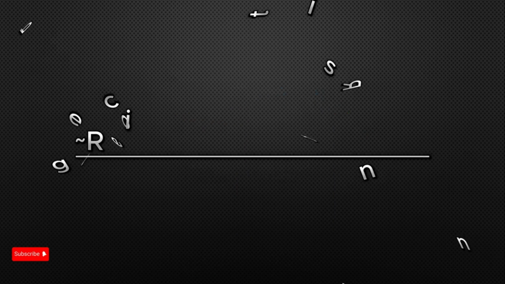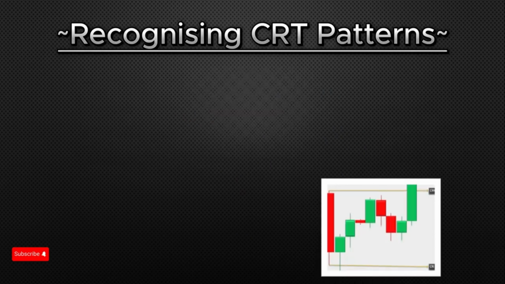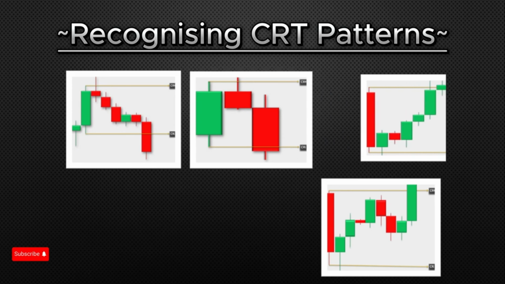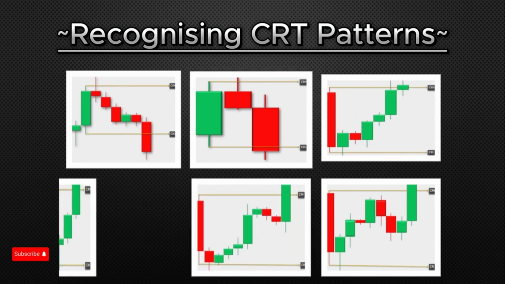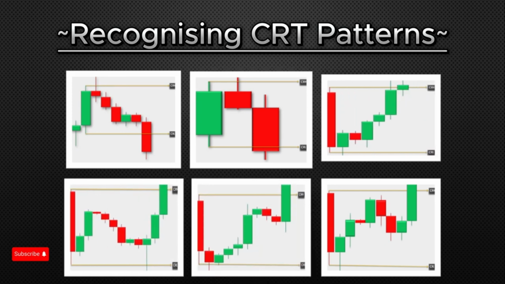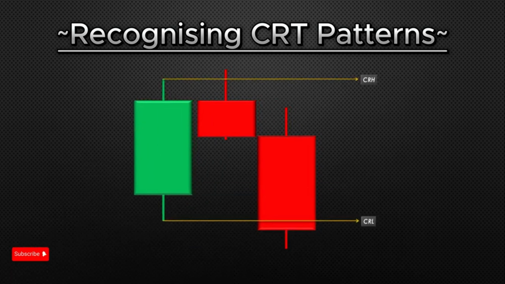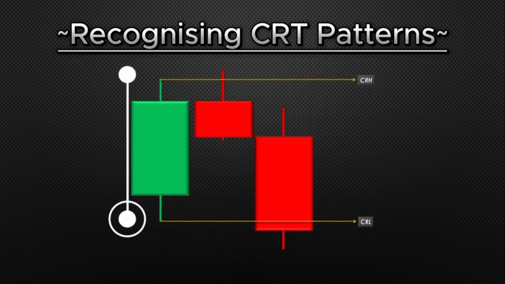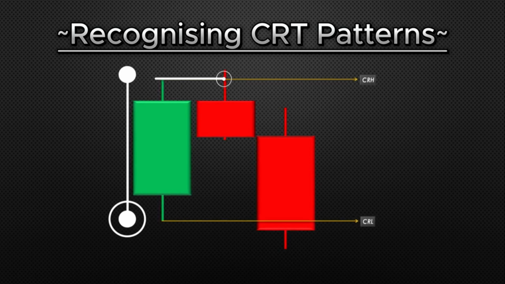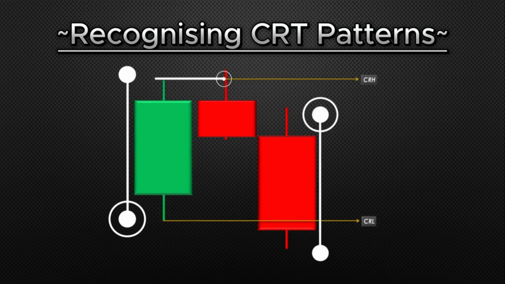Recognizing CRT patterns. One of the most effective ways to identify CRT patterns is by using candlestick formations. Let's talk about one of the most common CRT setups, which involves a 3-candle sequence. First candle. This candle sets the range with its high and low. Second candle. The second candle sweeps liquidity by taking out the low in a bullish setup or the high in a bearish setup of the first candle. Third candle. The third candle breaks out of the range, confirming the CRT pattern.